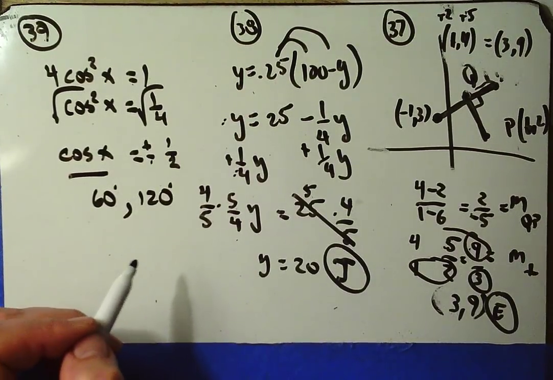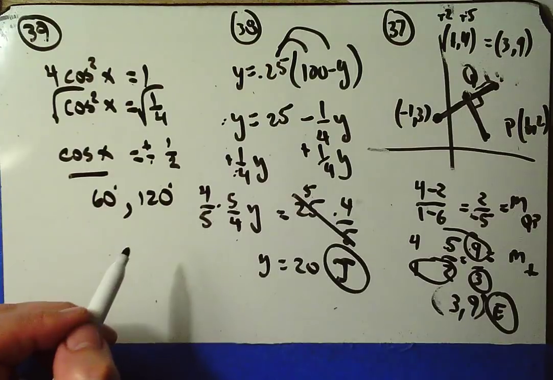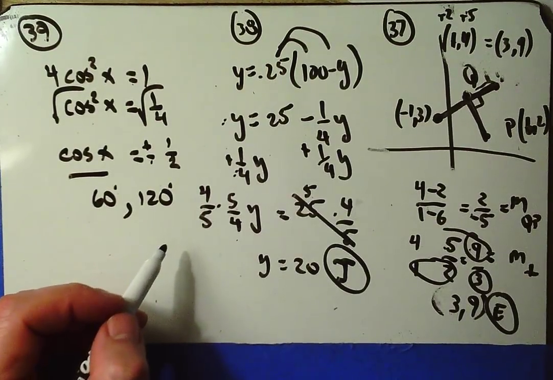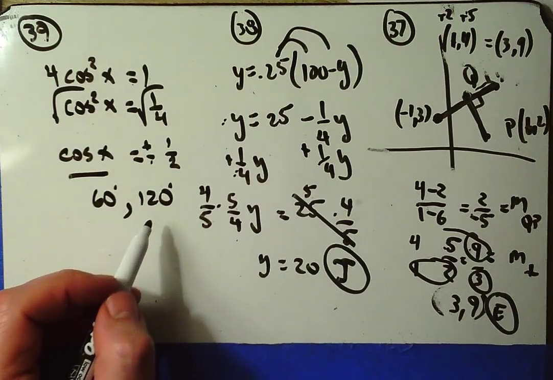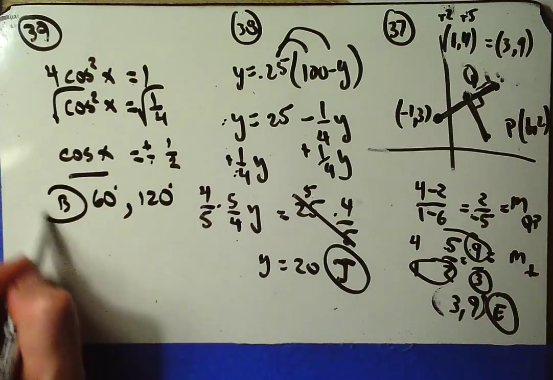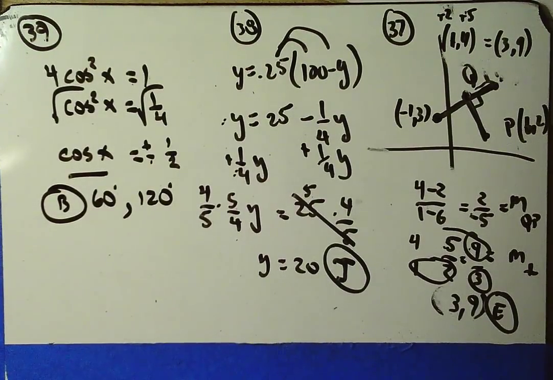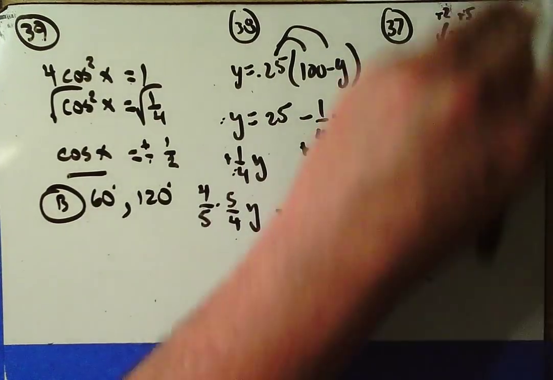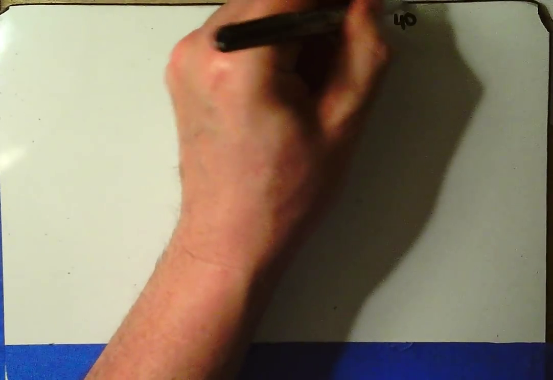I'm glad I know my unit circle. That makes these problems much easier. I don't see 120 as one of my choices, but I do see 60. Choice B is my answer to number 39. Okay, 40. 2/3 of the way through. Let's go.